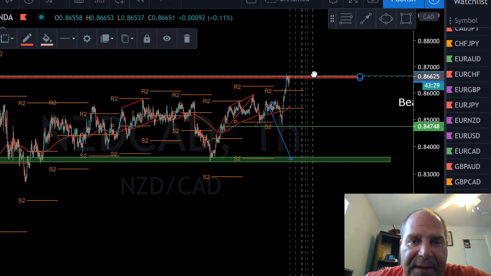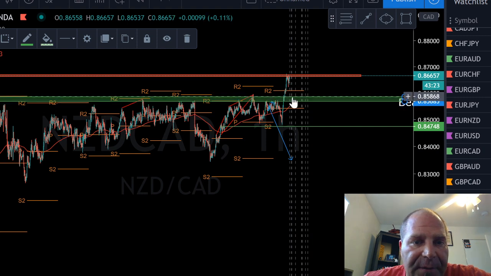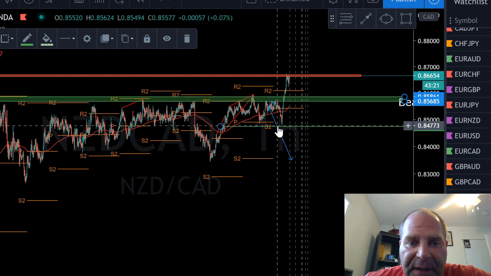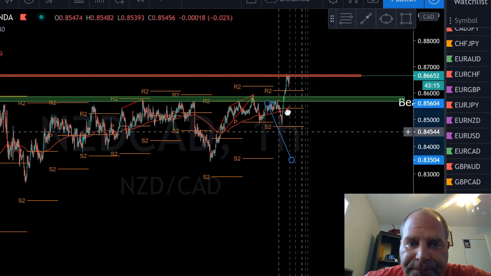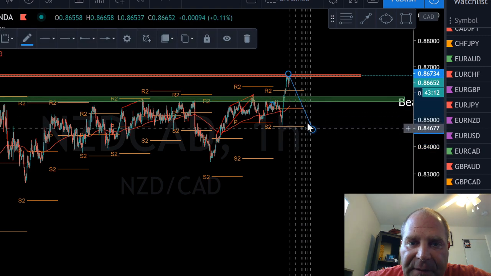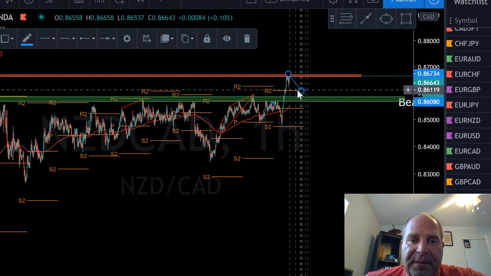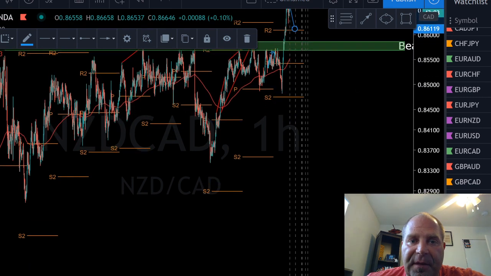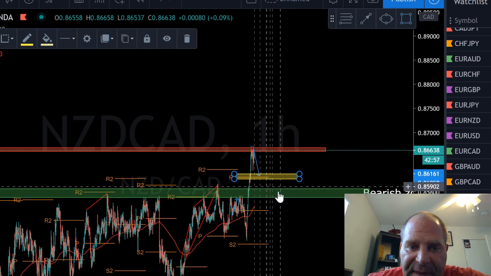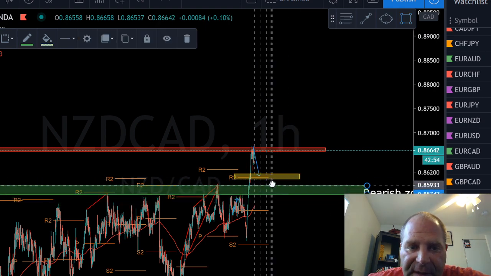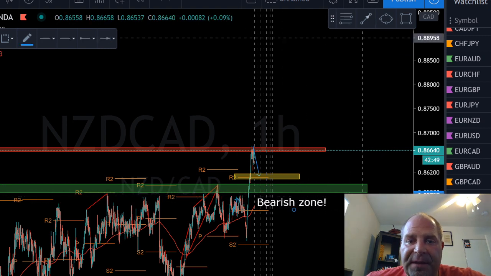Okay, NZD CAD breakout, right? Now we have to follow the rules of the structure, which tell me that's a total prediction that this is going to be a turnaround point. But like I said, if price comes back down to R2 or retests this former resistance, confirms new support, this is a springboard.